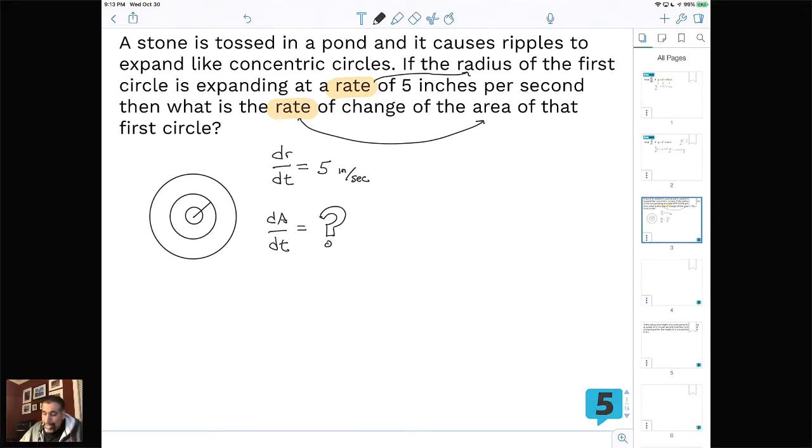The only way I know to get a dA over dt is to find an equation that has an A in it. Because if I have an equation that has an A in it, we have the power of taking the derivative, and once we take that derivative, that will create a dA over dt. So what we need to do here is start with the equation A, which is area, and since we're talking about circles, the area of a circle equation is going to be A equals pi r squared.